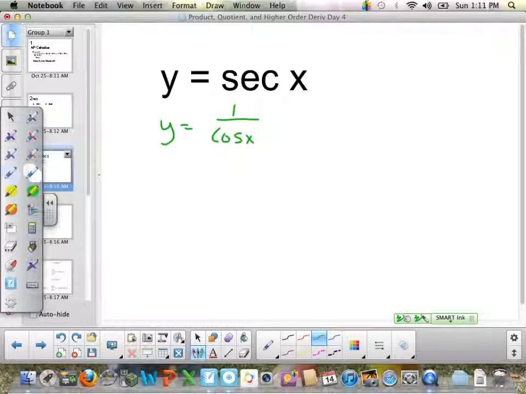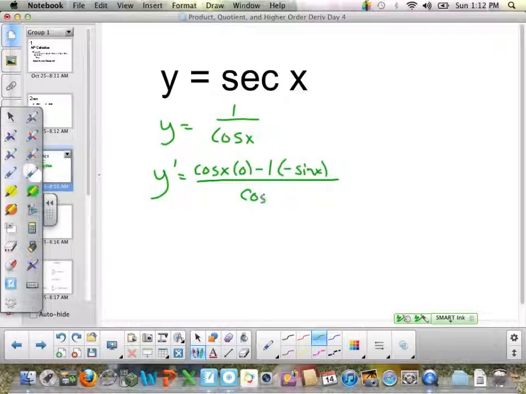And to take the derivative of this, that's a division problem, so we can use the quotient rule. So y prime equals bottom times the derivative of the top, and the derivative of a constant is 0, minus top times the derivative of the bottom, the derivative of cosine is negative sine, all over bottom squared, so cosine squared.